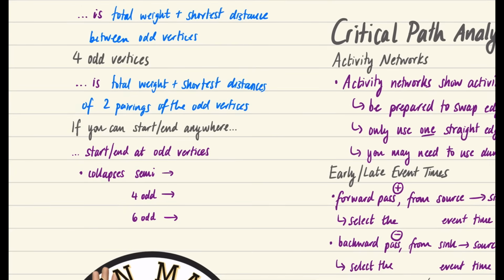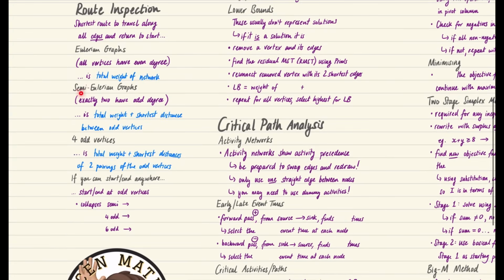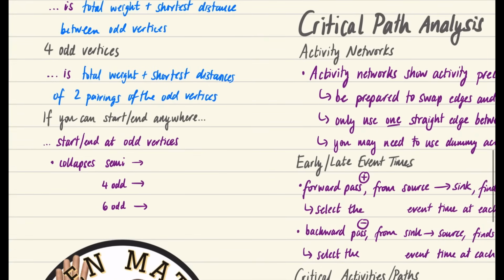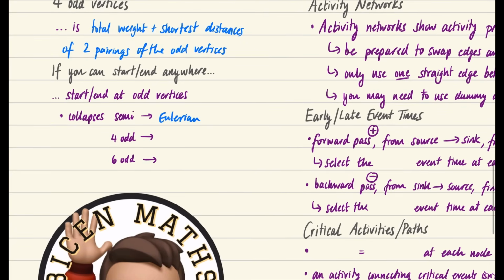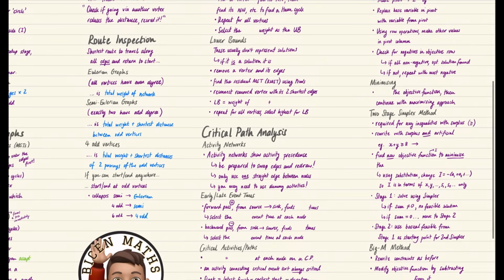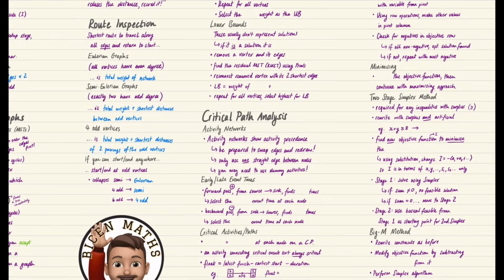Now, if you can start and end anywhere, this changes the problem. What you would choose to do here is start and end at the odd vertices, and what this does is it collapses a semi-Eulerian graph down to a normal Eulerian one, meaning it's just the total weight of the network. If it's 4 odd vertices, it collapses the problem down to a semi, and if there are 6 odd vertices, it collapses down to 4 odd vertices. The 6 odd vertices case is usually reserved for A2, but it just becomes a 4 odd vertices problem instead. And again, this is all explored in more detail in my videos that cover all of this stuff to do with route inspection.